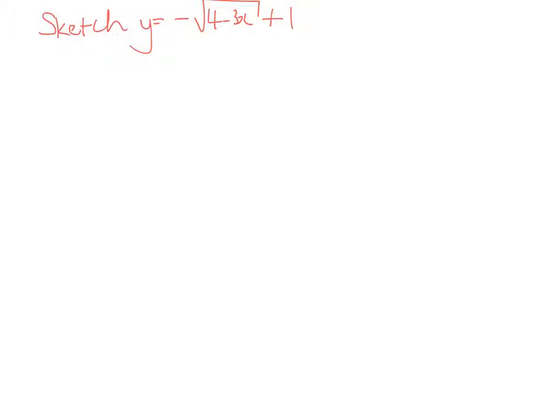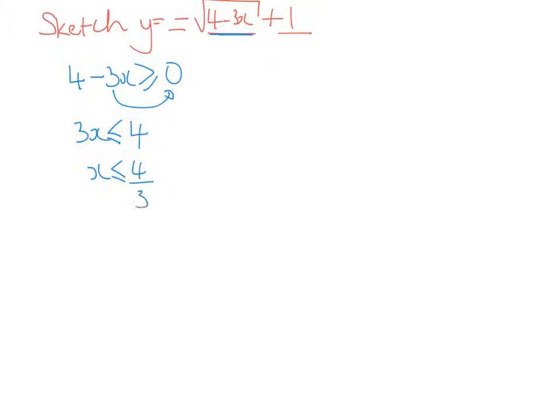Okay, so we have to sketch y equals negative the square root of 4 minus 3x, plus 1. The thing that helps me with this is that anything under a square root must be greater than or equal to 0. So I'll take this across to the other side, so 3x must be less than or equal to 4, so x must be less than or equal to 4 over 3. And it's been moved 1 up and flipped around a bit. So let's see if we can figure out what this graph looks like.